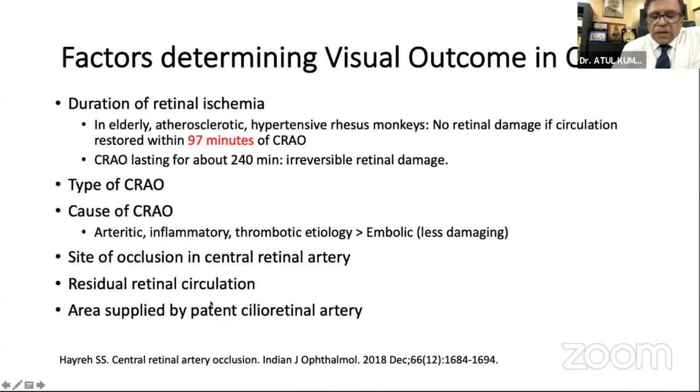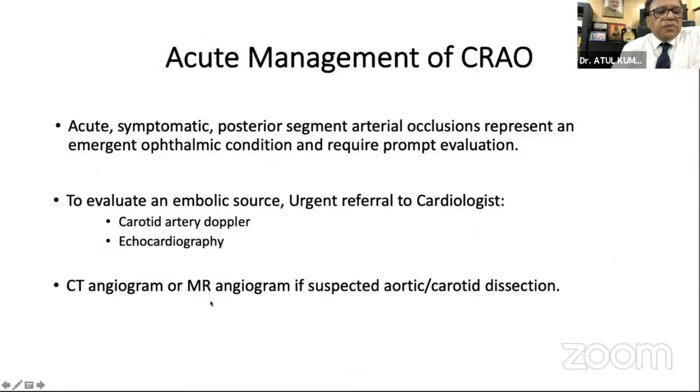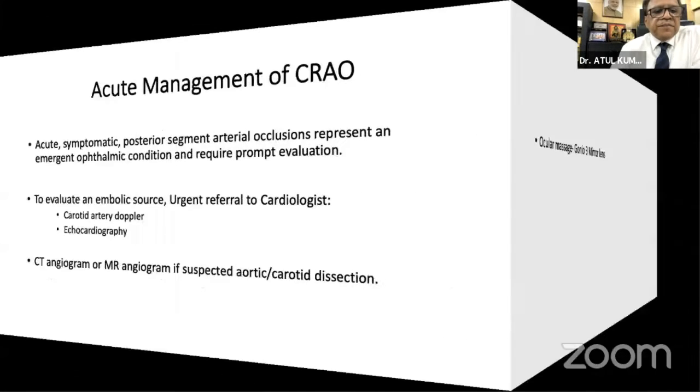And if there's a cilioretinal artery, it's a boon because it helps in the macular circulation. Acute management: it's an emergency. Evaluate the source, refer to a cardiologist, which is all part of the workup. CT scan or MRI if you suspect aortic or carotid dissection.